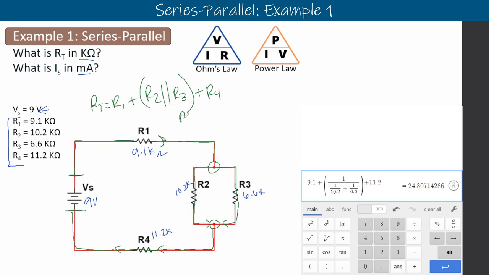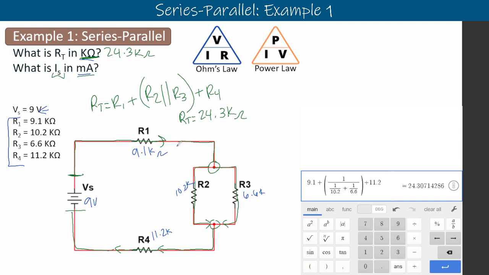So RT is equal to 24.3 kiloohms, right? Since the other ones were in kiloohms, this one's also going to be in kiloohms. So that's going to be our answer for that one, 24.3 K ohms. And they wanted it in kiloohms, so make sure you're getting it into the notation that they're asking for these ones. It says, what is the source current, IS, in milliamps?